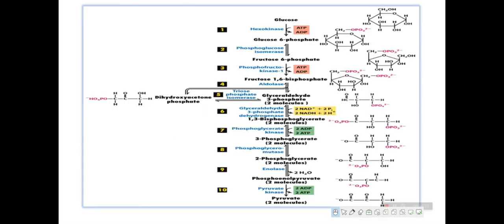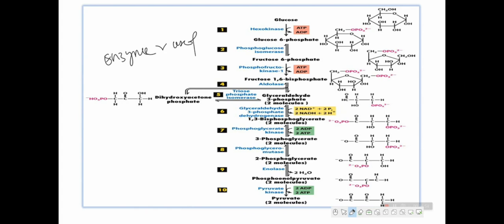Here is the pathway of glycolysis. The glucose molecule is broken down into 6. Actually, one thing: several types of enzymes are used here.